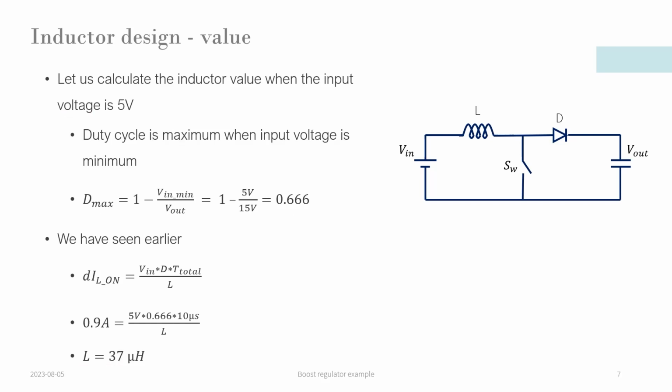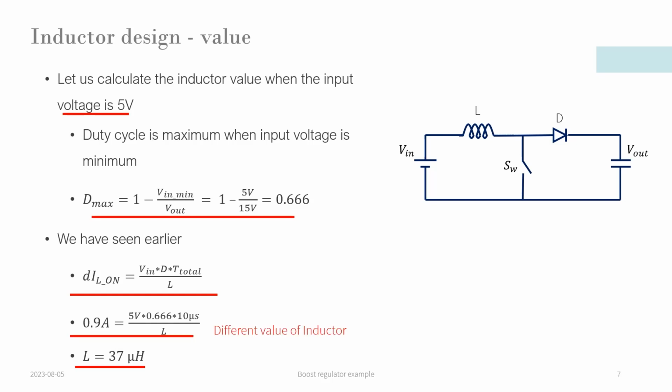Let us now calculate the inductor value when input voltage is 5 volt. Duty cycle is maximum when input voltage is minimum. Thus, D max is equal to 0.66. We have seen earlier the change in inductor current during switch turn on is given as delta IL on is equal to V in into D into T total divided by L. Let us now substitute these values to get L as 37 microhenry.